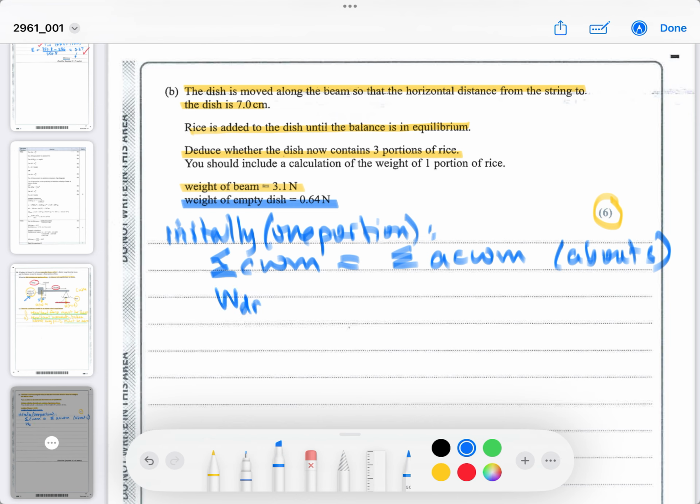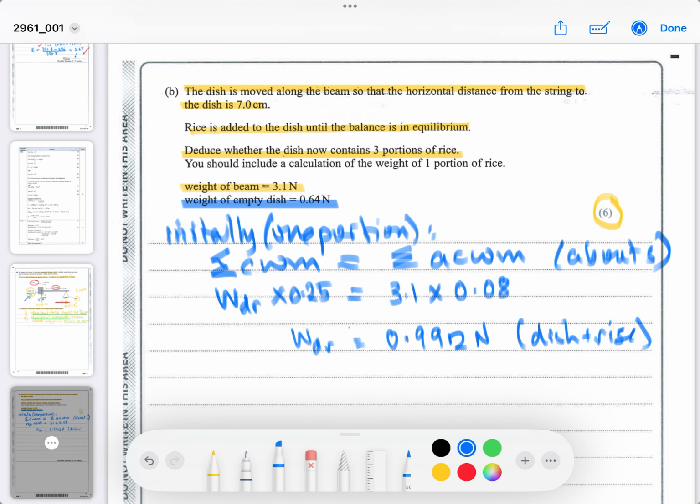Weight of the dish and the rice multiplied by the original distance, which is 0.25 meters, must be equal to the weight of the beam, which is 3.1 newtons, and the distance is 0.08 meters. So now we can work out the weight of the dish and the rice as the only unknown. By dividing both sides by 0.25, you'll get the answer of 0.992 newtons. Now remember, that's dish and rice.